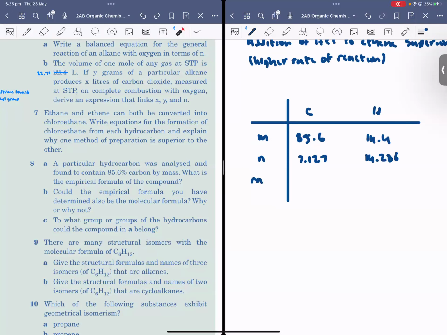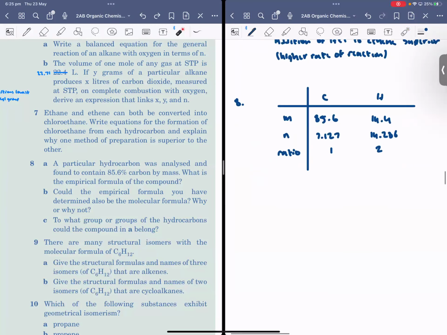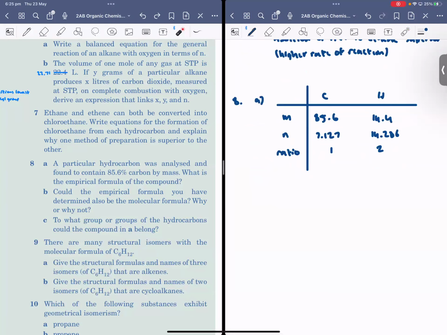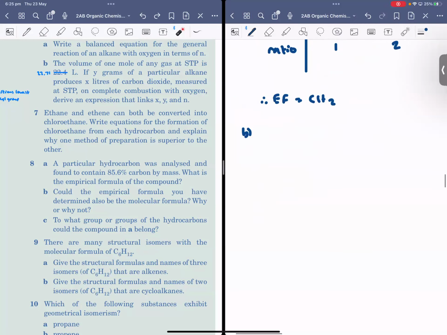Great. And now I want the ratio. To get the ratio, divide both of them by the smallest number. So we divide this by 7.127 and we just get 1. What happens when you do 14.286 divided by that? You should get a pretty much perfect 2. So therefore, guys, what is the empirical formula? Empirical formula is CH2. B. Could the empirical formula also be the molecular formula? No. Why not? It's too small.